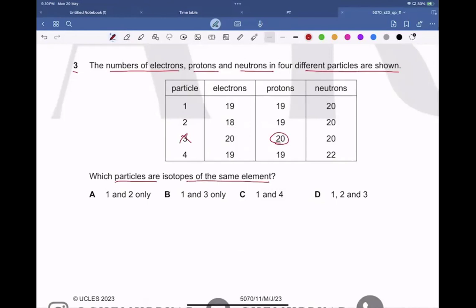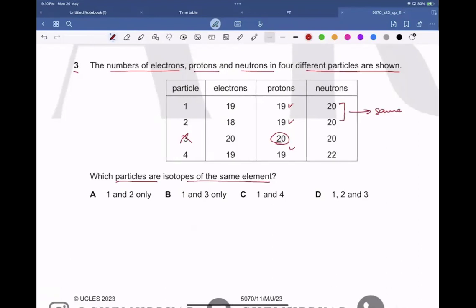And these have the same number of protons, but these two have the same neutrons as well. So these two are going to be the same particle, not different isotopes, right? So 4 is different from 1 and 2. So 3 is not considered to be correct. These two are the same, which makes A go wrong. So here C is the correct answer.